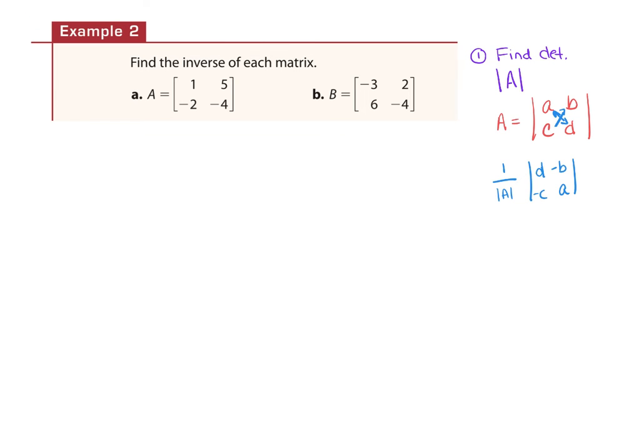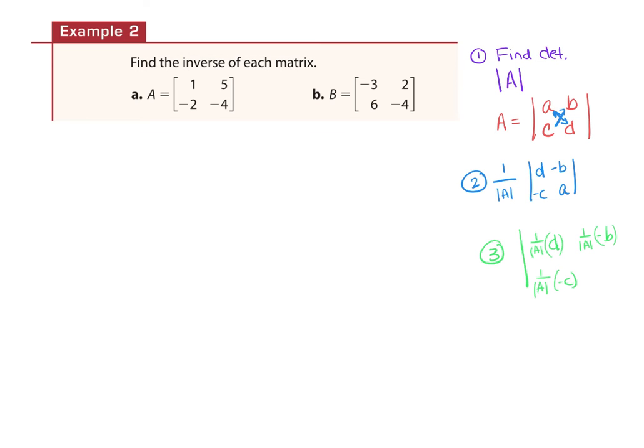All right. So this is my second step. I am going to take 1 over my determinant and multiply it by that switched around matrix. And then my last step is actually to multiply it through. So we're going to multiply that 1 over my determinant to each one of these. And you will then have your inverse. And so we're going to do a couple of these so that you can see it.